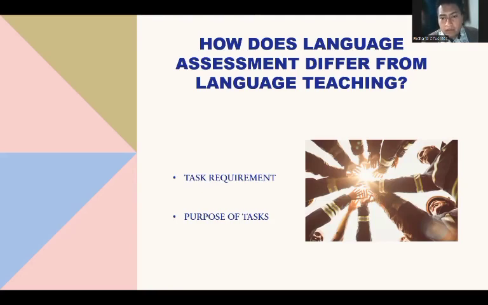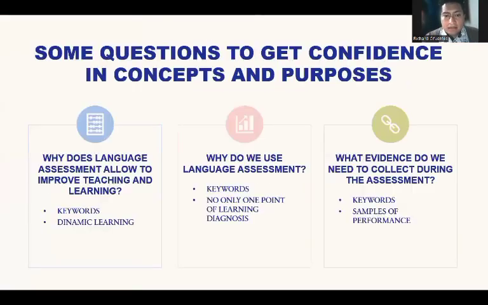I produce a language assessment to give feedback to my students and recognize what I have to do in future classes to help them and solve what is wrong in my classes. These are the other questions. These questions are to gain more confidence in concept and purpose. I selected some keywords because I didn't remember all the information, and I put them here in my presentation because it helped me to remember.